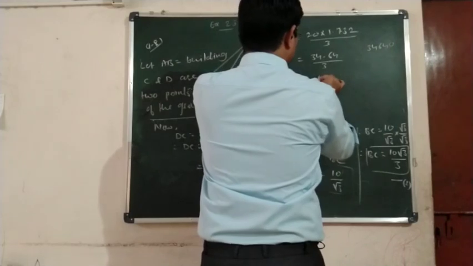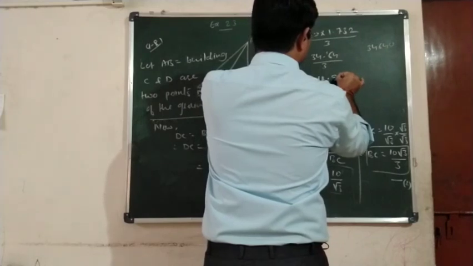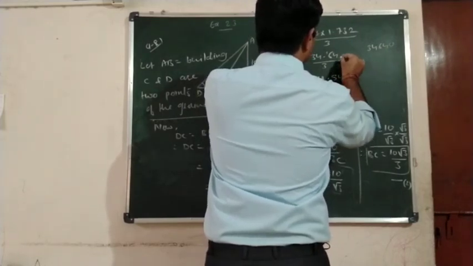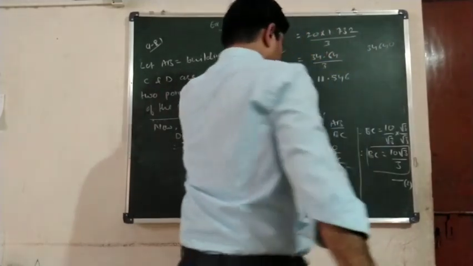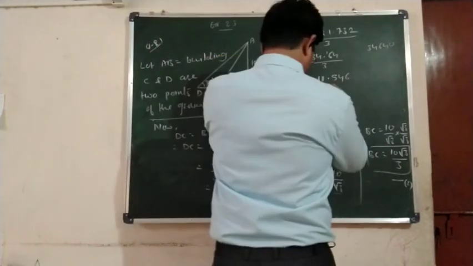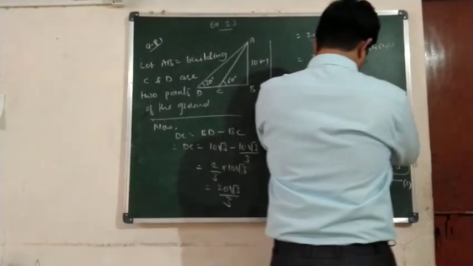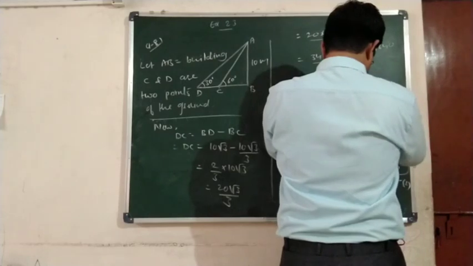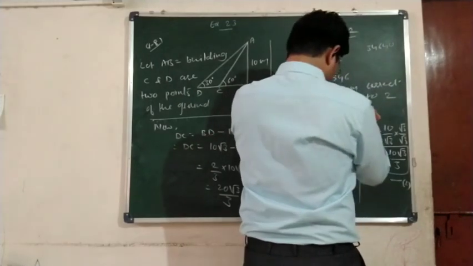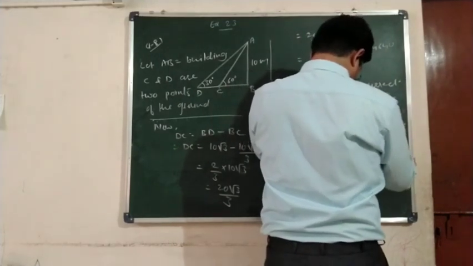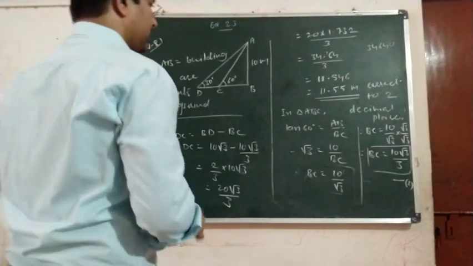So 3 1s are 3, 1 goes, 5, 4, 6. So we will get the final answer 11.55 meter, or correct to 2 decimal places. Okay, this is the desired answer. Please note down.